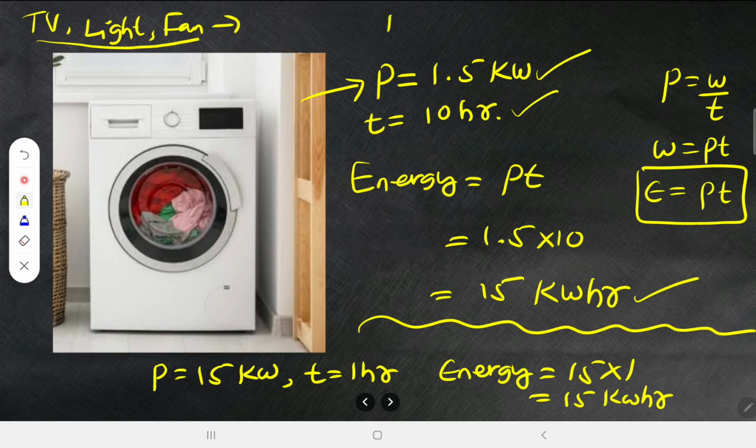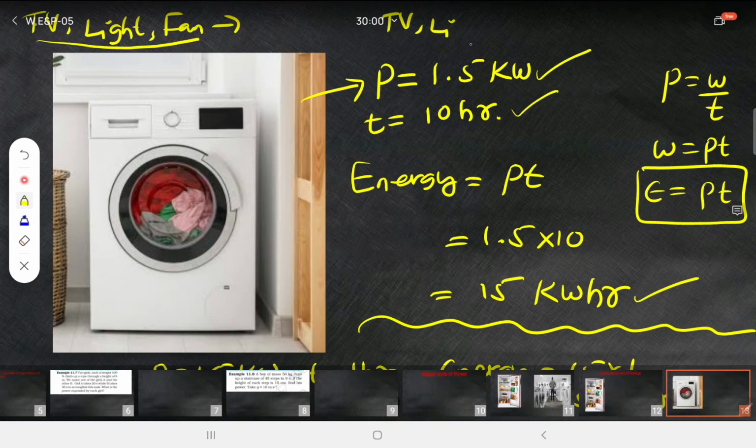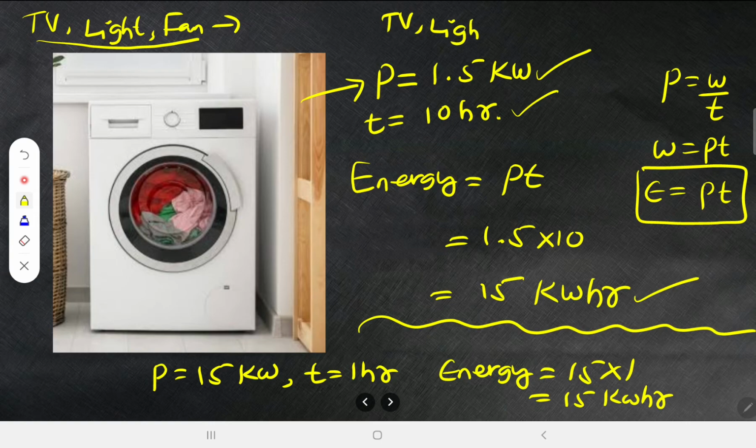If you are using a TV, a light, a washing machine, a refrigerator, and fans also, so many things, your electricity bill will be more. Why will it be more, tell me? Because the washing machine and refrigerator are heavy, powerful devices, they will consume more energy. That's why you have to pay more bill. All right, fine.